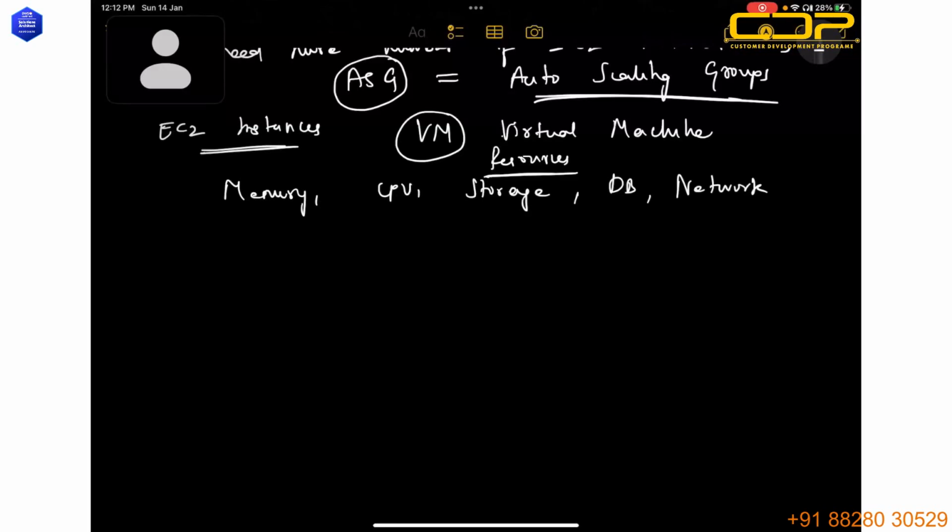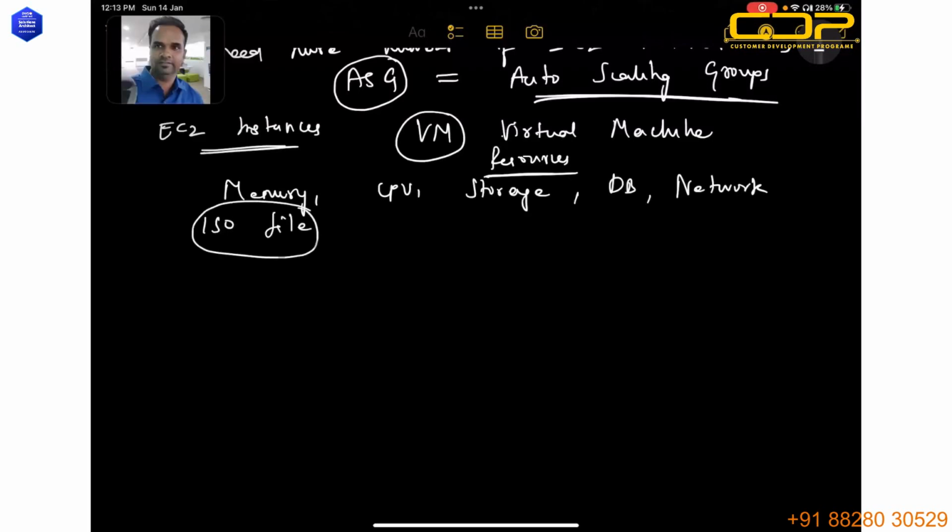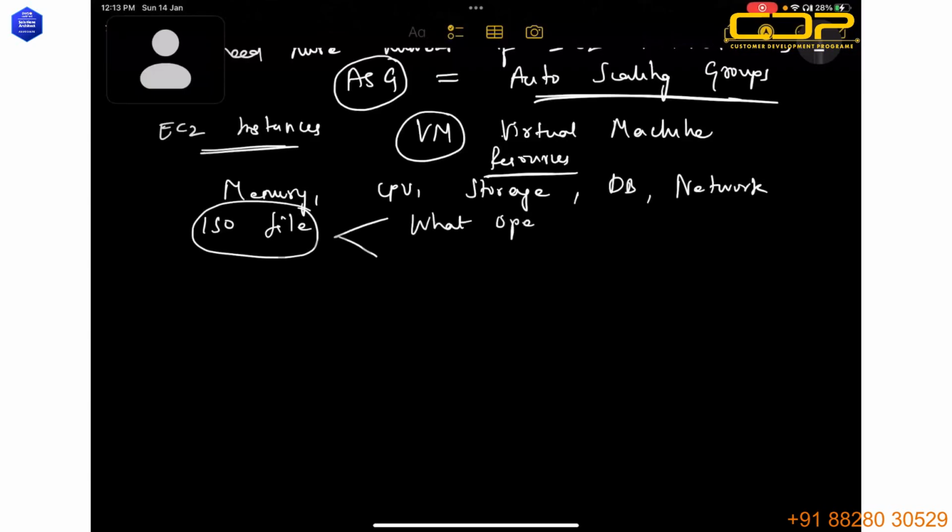Whenever you're creating a virtual machine using VMware, what are the things you want to keep? First of all, you have to choose one important file: the ISO file, and that's where you need to know about the OS. What operating system you're going to choose. You may have memory, CPU, storage, a DB, or a network, everything can be had.